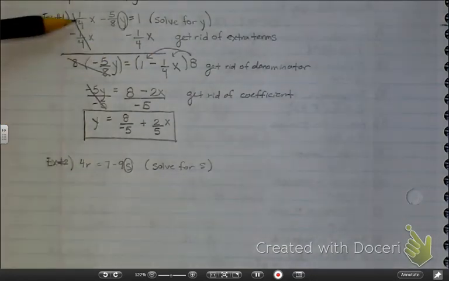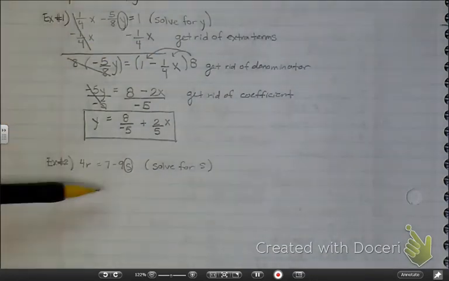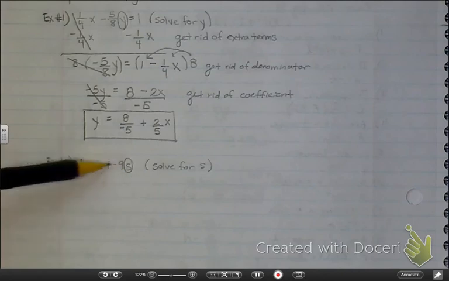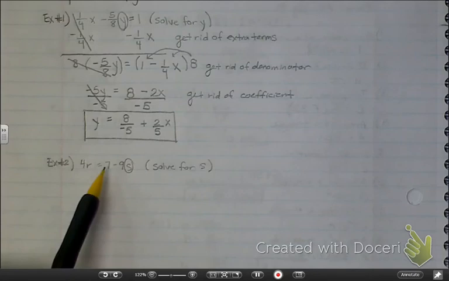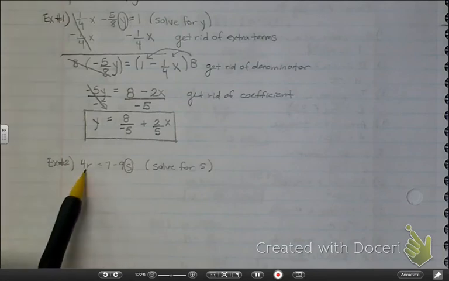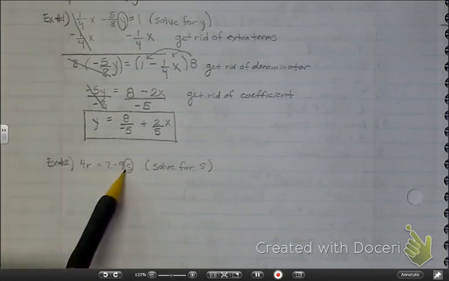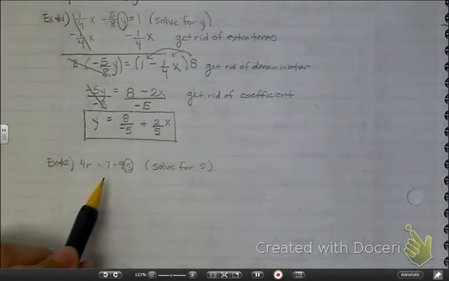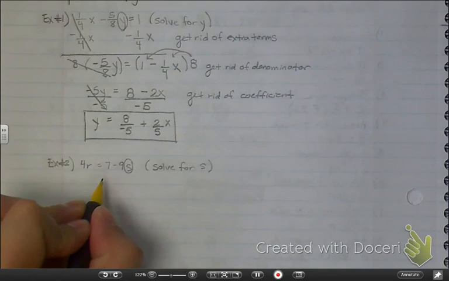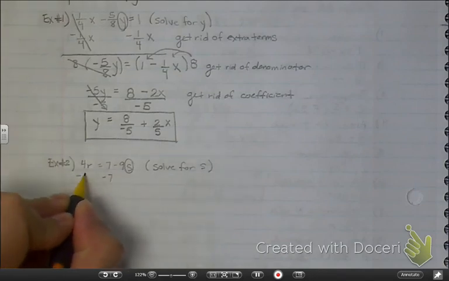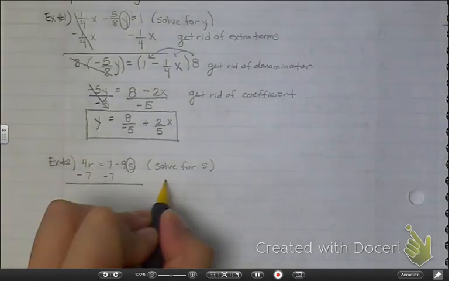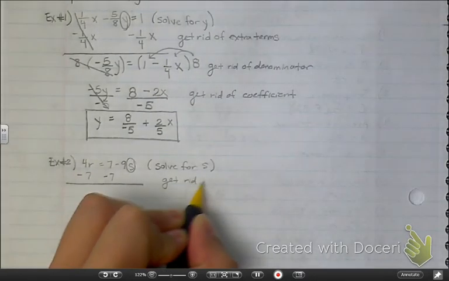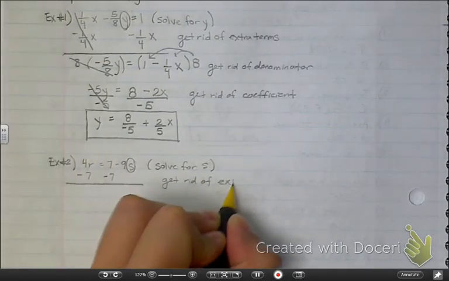So just like I got rid of 1/4 x on this side, the extra term that's on the same side of the equation as the s, right? Negative 9s is one term, 7 is its own term, and 4r is its own term. So there are 1, 2, 3 different terms. The one that's on the same side of the equation as the s that we need to get rid of is the 7. So the subtraction property of equality says I can subtract 7 from both sides. And again, let's get rid of extra terms.